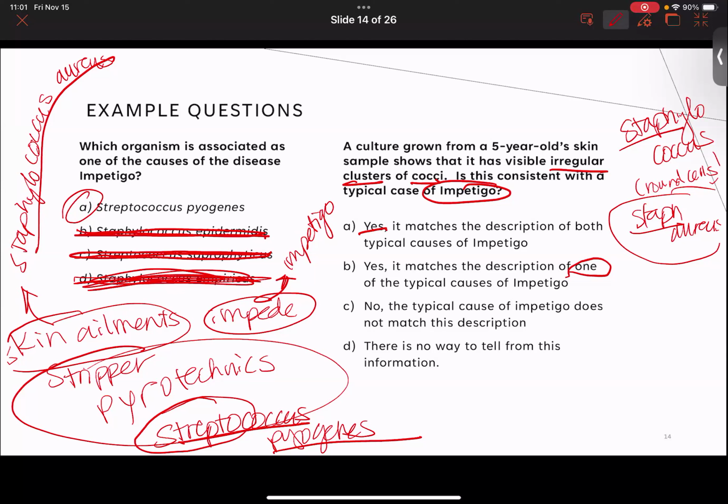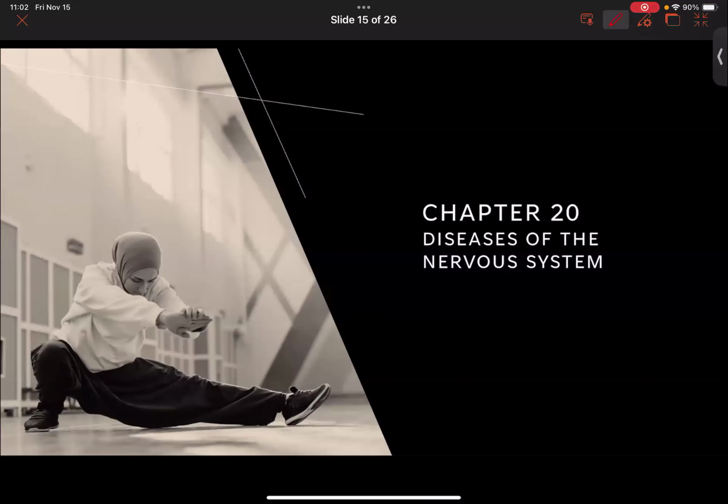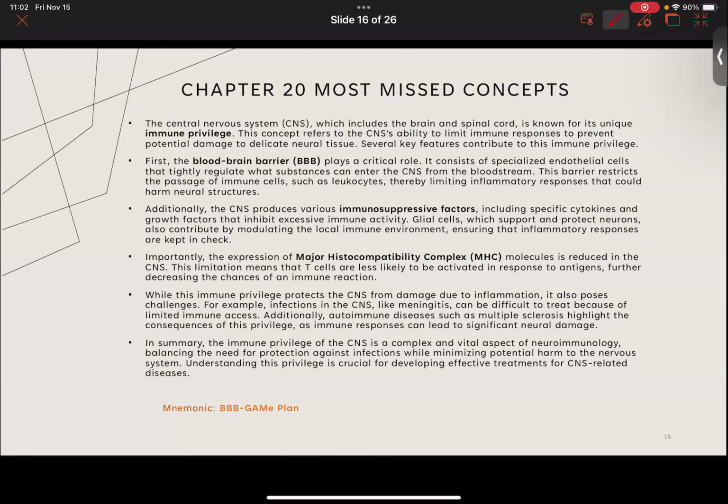Staphylo, yes. Irregular or grape-like clusters. That's what the staphylo means. Don't confuse them. Go back and relearn them however you need to. But to me, when I hear strepto, I think of strips like strippers or chains. Okay. And that's what you should be thinking when you hear strepto. This guy has irregular clusters. That's not a strip. It does not cover both. So it's B. All right, next, chapter 20, we're moving into our missed concepts for chapter 20, our nervous system.